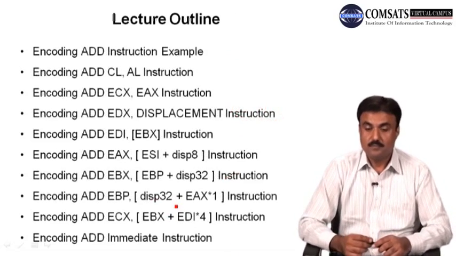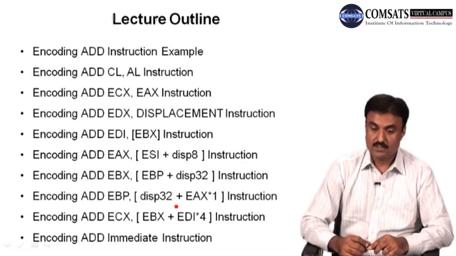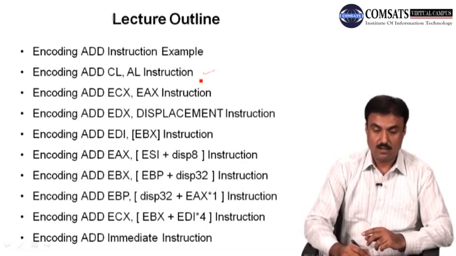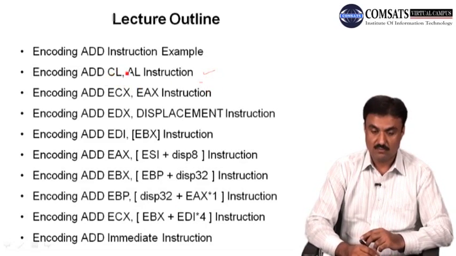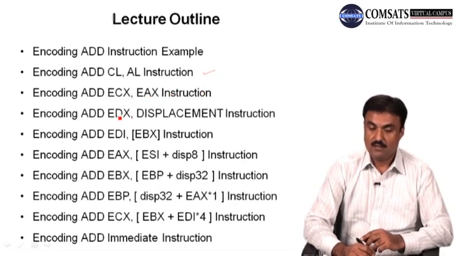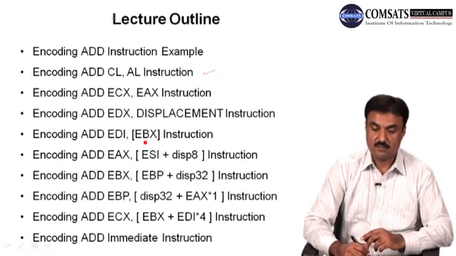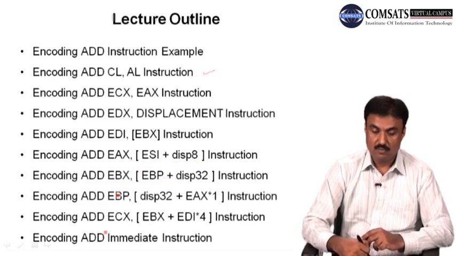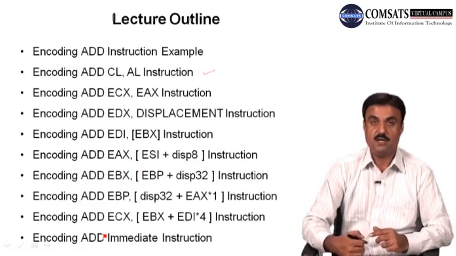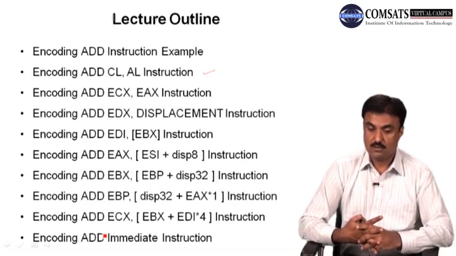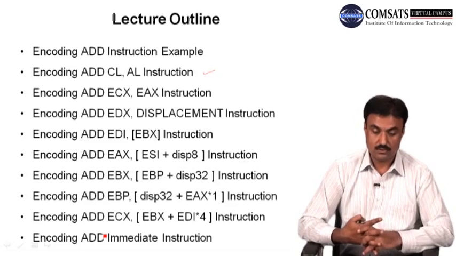And then we will see examples of the ADD instruction, multiple examples like ADD CL, AL, or others. You can change all these registers. Then 32-bit registers, then EDX plus displacement, EDX plus EBX, this indirect addressing, then ESI plus base displacement, and so on. So there are different formats, and the last one is the ADD immediate instruction. These are the examples we will see and carry on throughout this course.